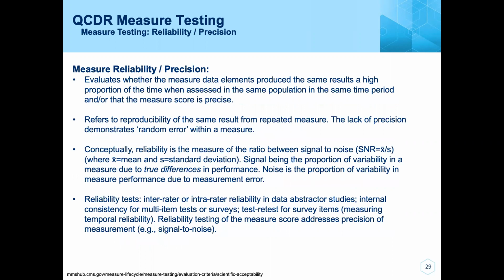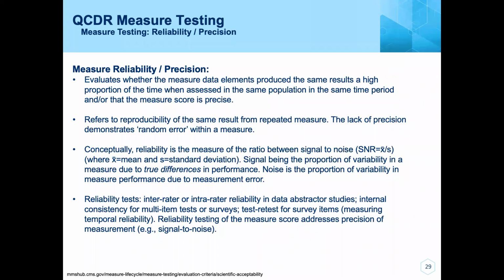Measure reliability and precision. This evaluates whether the measured data elements produced the same results a high proportion of the time when assessed in the same population in the same time period, and/or that the measure score is precise. Reliability and precision refers to reproducibility of the same result from repeated measurement. The lack of precision demonstrates random error within a measure.